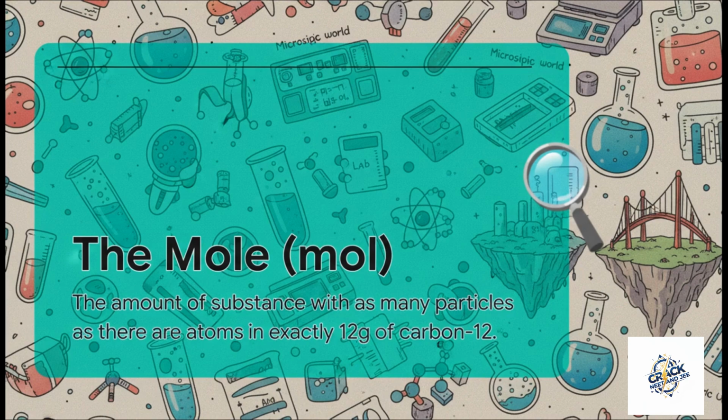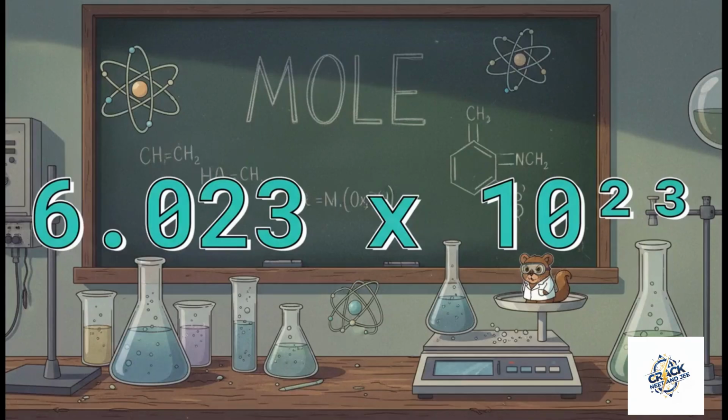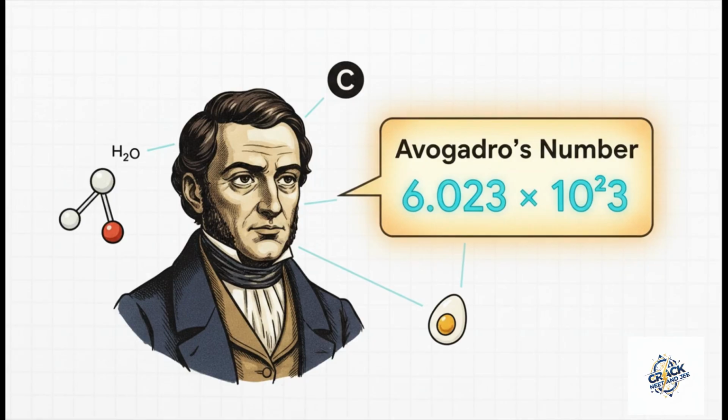So, what is that magic number? There it is. 6.023 times 10 to the power of 23. That's a 6 followed by 23 zeros. It's a number so huge, it's almost impossible to really wrap your head around. That is the chemist's dozen. This gigantic number has a special name, Avogadro's number.